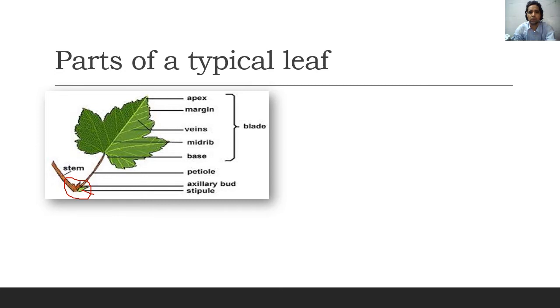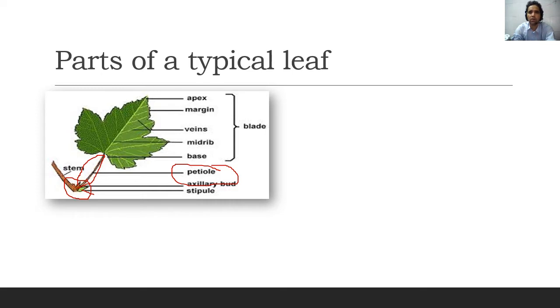Next is the stalk of the leaf. This one is the stalk of the leaf. It is also called the petiole. This part is the petiole, and the function of the petiole is to hold the leaf to be exposed to sunlight, so maximum absorption of sunlight takes place when the leaf is properly exposed to sunlight.